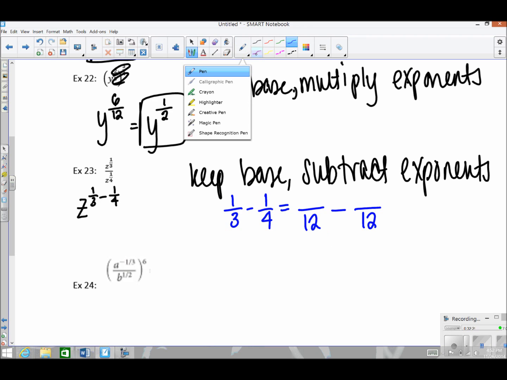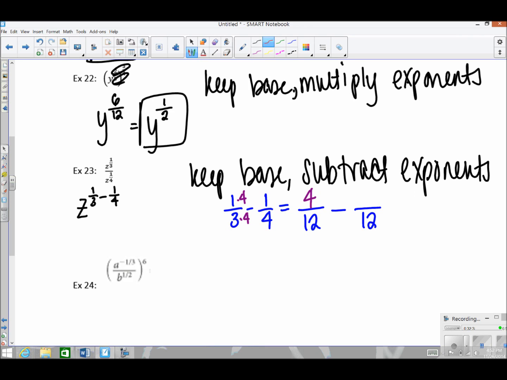So now you have to ask yourself, well, what do you have to multiply 3 by to get 12, which is 4. So you multiply both by 4. And then for the second fraction, what do you have to multiply 4 by to get 12, which is 3. So you put 3 up top, 3 times 1. And then keep the denominator, subtract the numerators. So 4 minus 3 gives me 1. So over here, my answer is z to the 1/12.